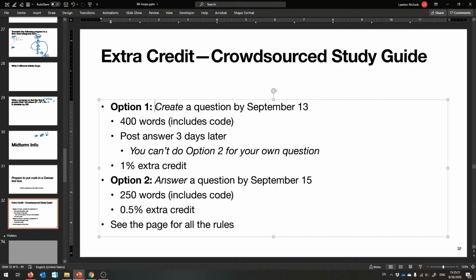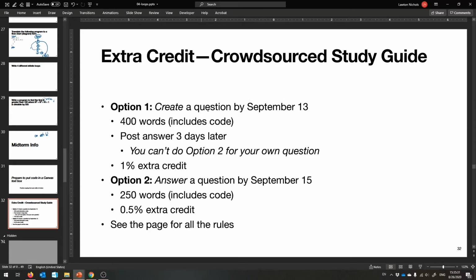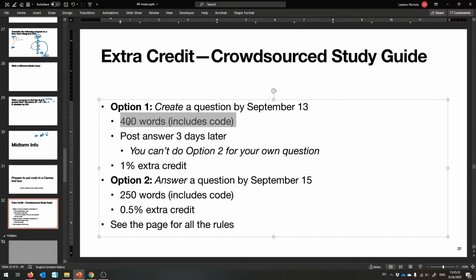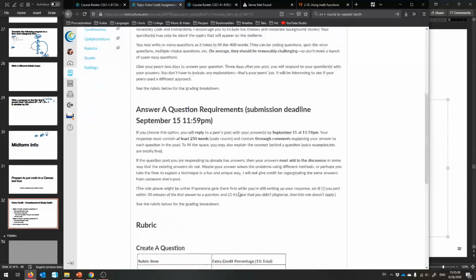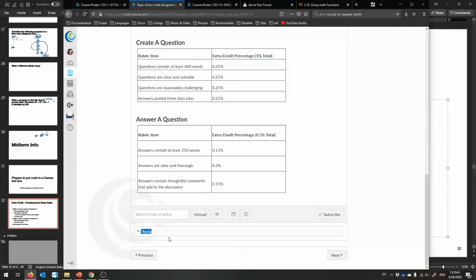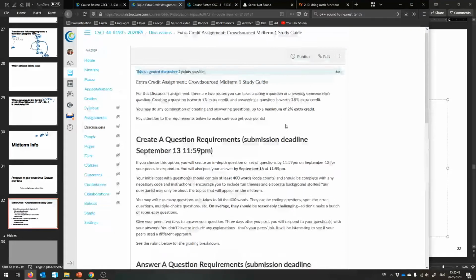You can create a question for your peers to answer. Like, this is going to take the most work. So you can create a question that might appear on the midterm. So think about the topics, come up with some good questions. You can make multiple as long as it's 400 words. Okay, that's going to be your submission. You'll click reply down here, and it'll be a top-level submission that will hold your question.